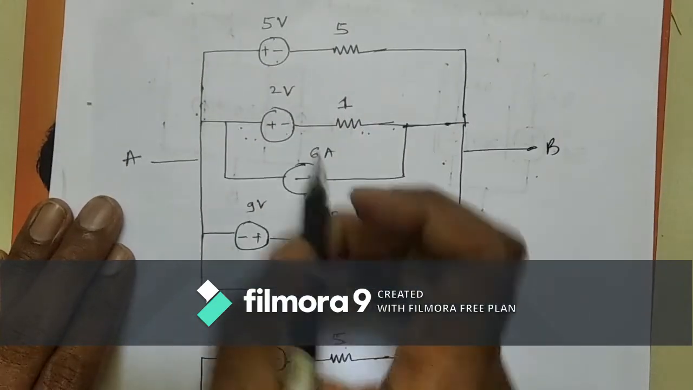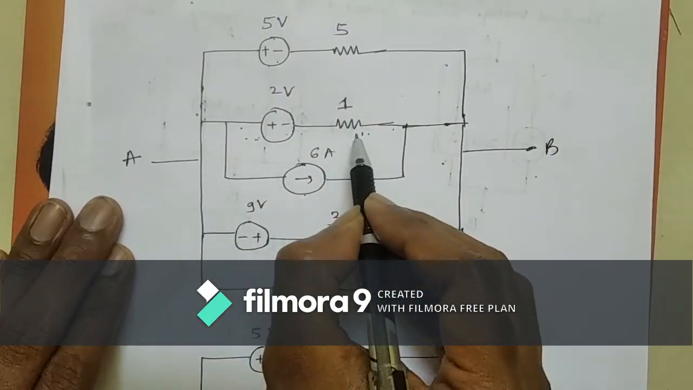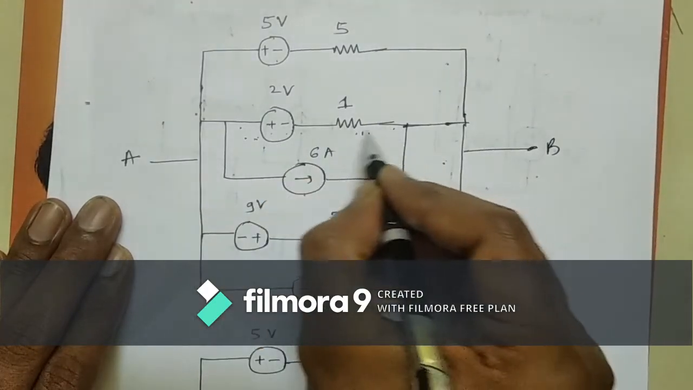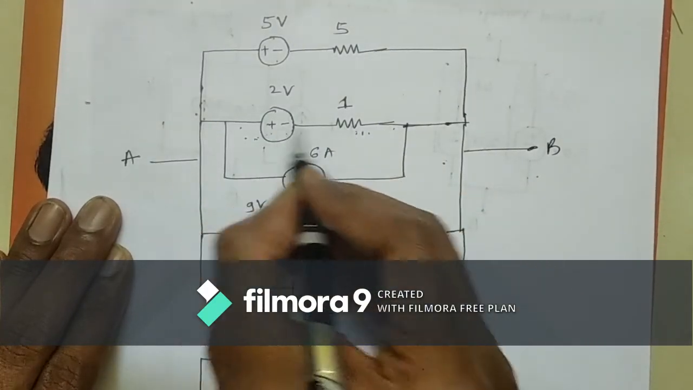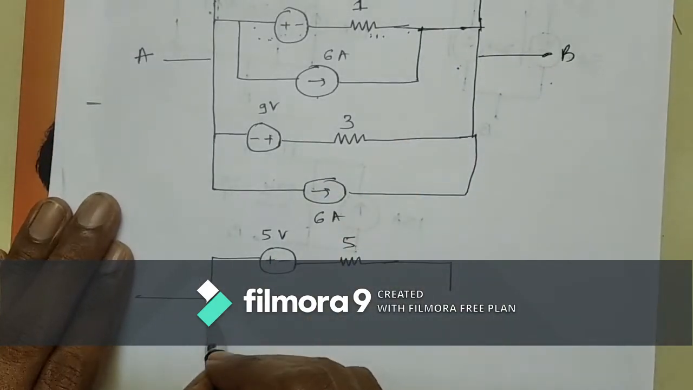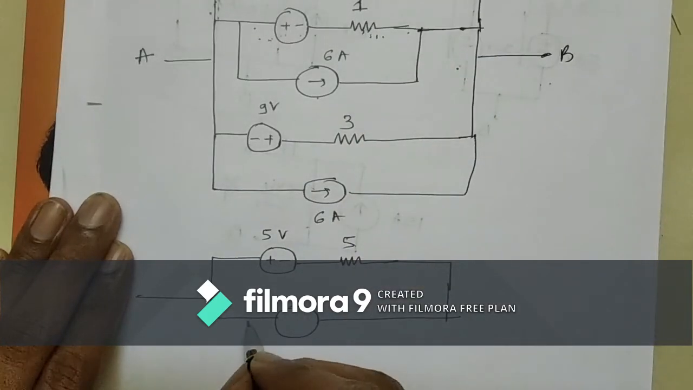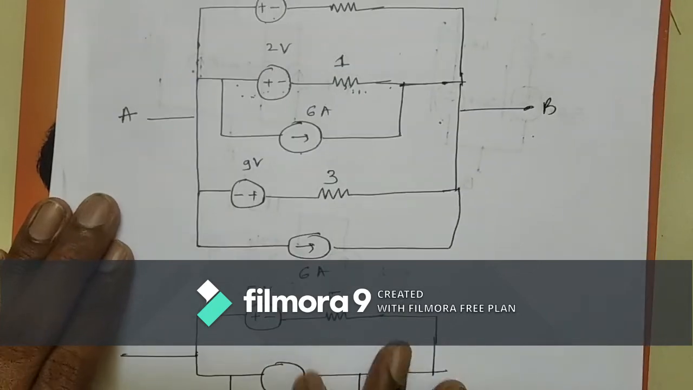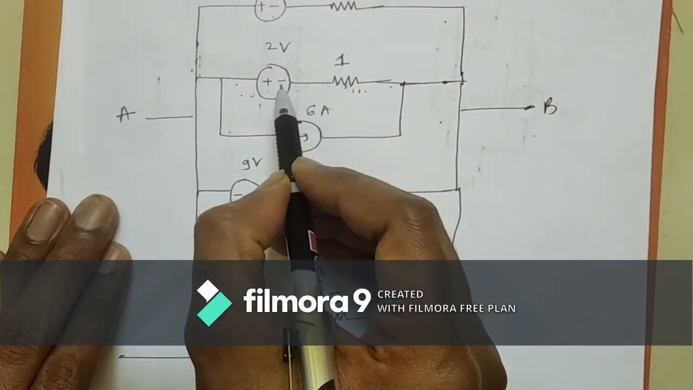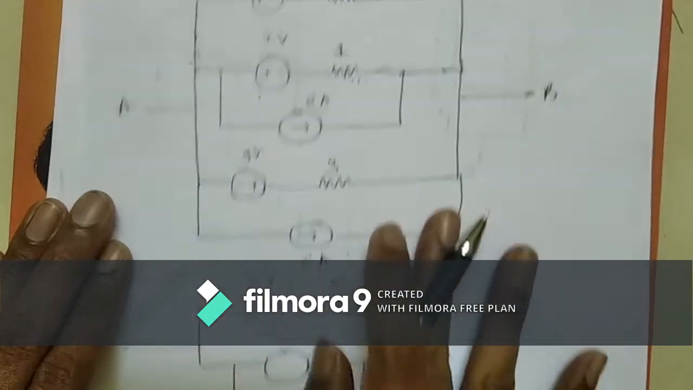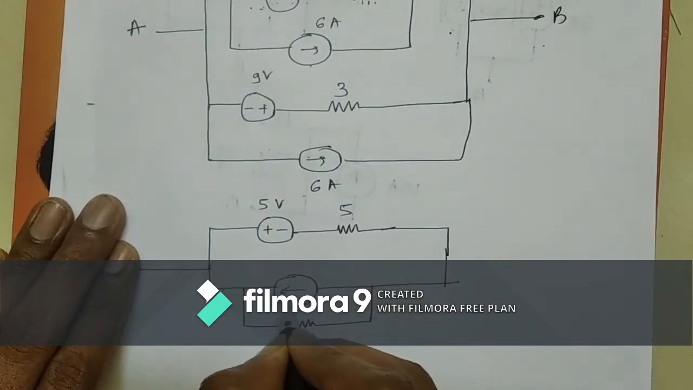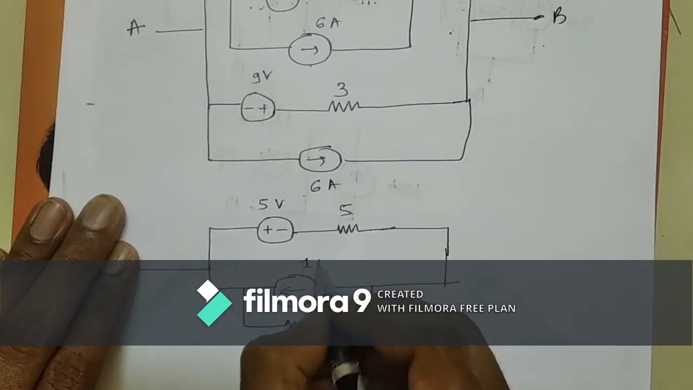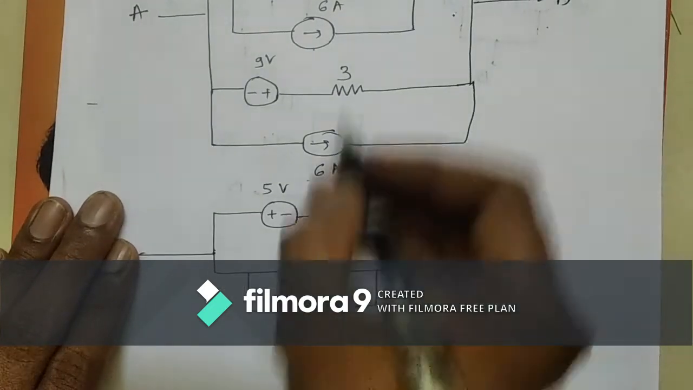So we will convert this practical voltage source into a practical current source. Voltage is 2 volt, resistance is 1 ohm, so current is 2 divided by 1, which is 1 ampere. So we will draw a 1 ampere current source, and I will connect this 1 ohm resistance in parallel with it. The direction of this current source: the polarity pattern is minus plus, so current flows from right to left. The current value is 1 ampere. The resistance I have to connect is 1 ohm.